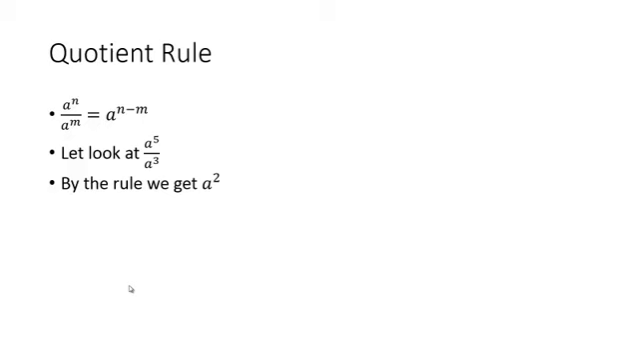The quotient rule is a similar one. We have a to the power of n over a to the power of m, which will give us a to the power of n minus m. We'll look at a to the 5th over a cubed. By the rule, we'll get a to the 5th minus 3, which is a squared.